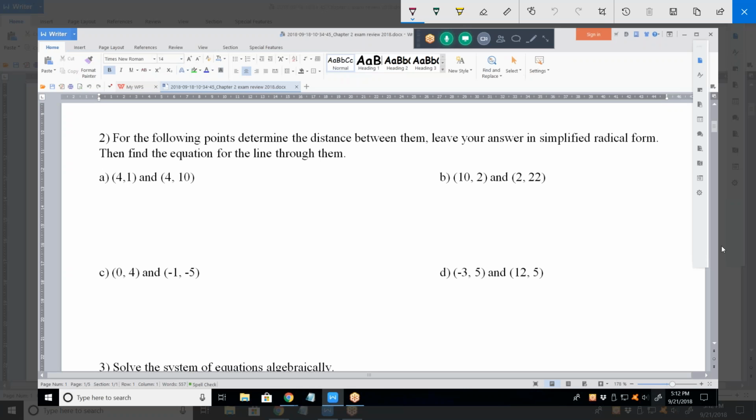Let me scroll down to the next set of problems. All right, this is going to cover a couple of things, these problems. So let's just go through one problem and do all 3 points. For the distance form, the distance between them.